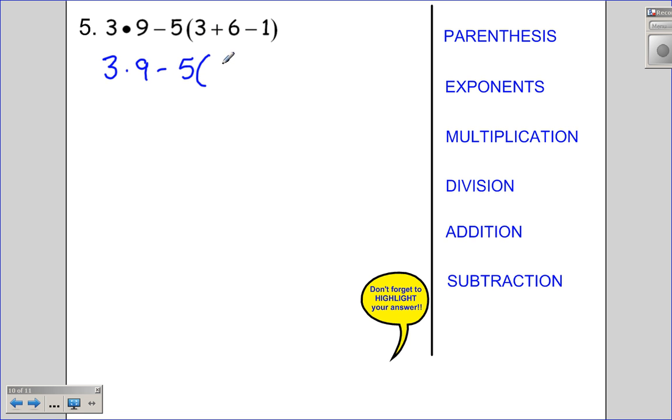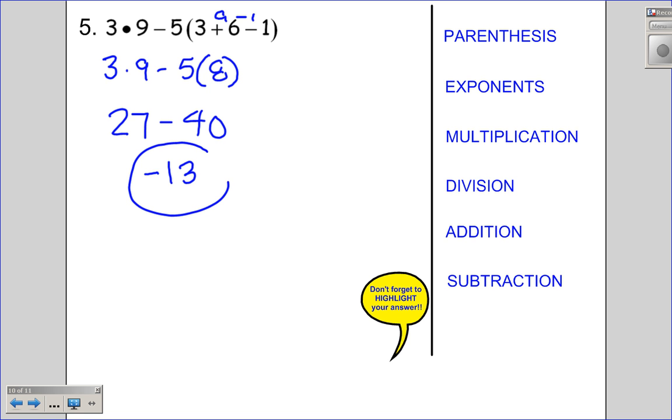So 3 plus 6 is 9, minus 1 would be 8. Say it out loud: 3 plus 6 is 9, minus 1 is 8. And now, do I have any exponents? No, so I'm doing multiplication and division from left to right. 3 times 9 is 27. 5 times 8 is 40. 27 minus 40 is going to give me a negative. In fact, it's a negative 13. So my simplified answer here is negative 13.